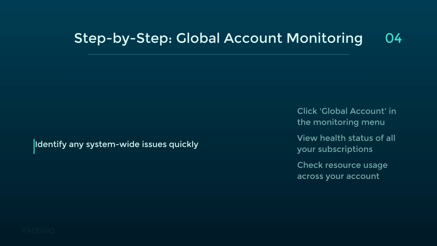Identify any system-wide issues quickly. This means spotting problems affecting all users or services before they escalate. For example, if all developers suddenly cannot access their cloud environments, you'd detect this immediately in your global account dashboard. This proactive approach ensures minimal disruption to your business operations.